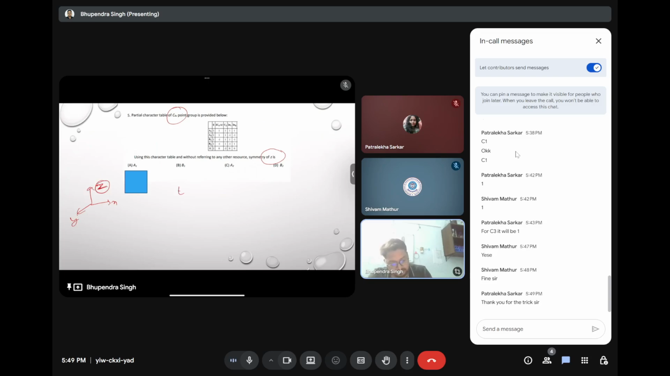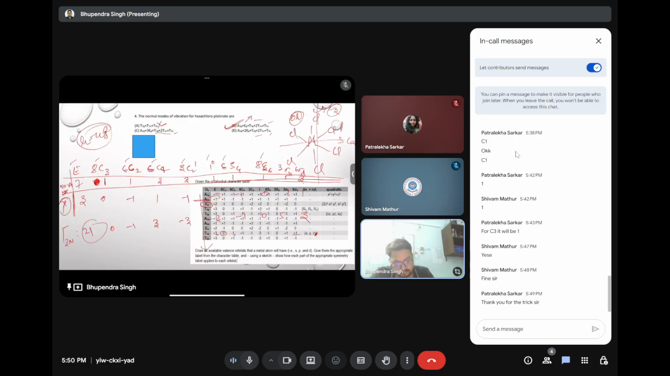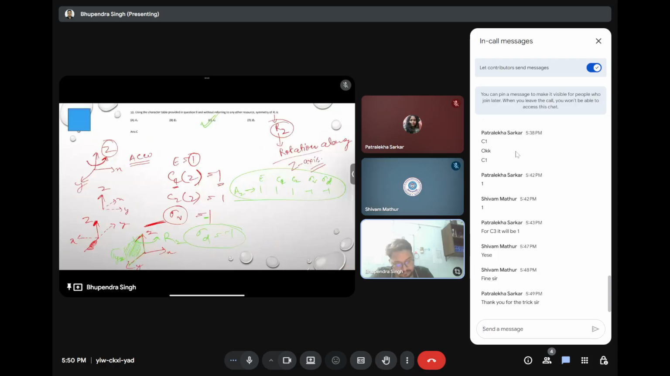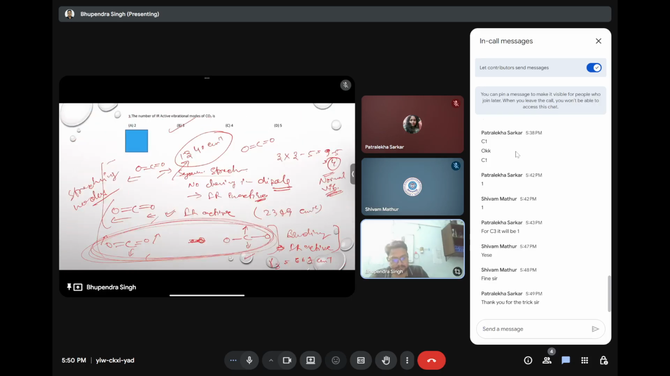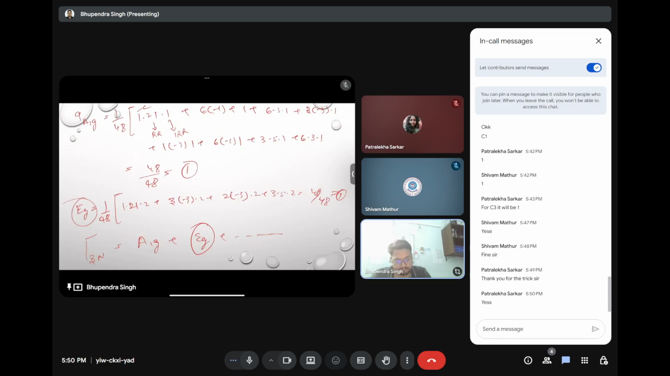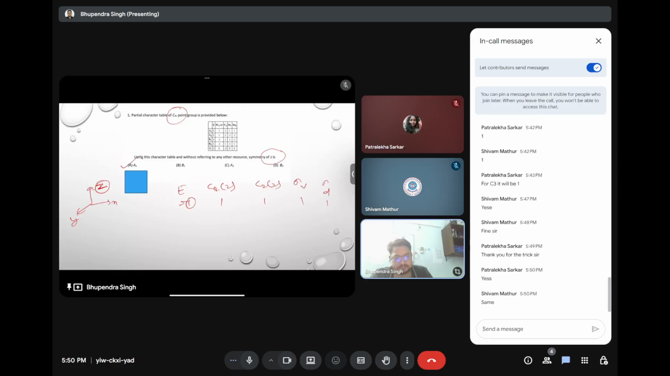So if you apply E, it will give you 1. C4 along the Z direction, it will give you 1. C2 along the Z direction, Z is not going to change. And sigma V, it will be 1. So I think we have solved this today only. C4V, this one only, no? Same question. Answer is A1. So the answer is the same, yes. Okay, moving on to the next question.